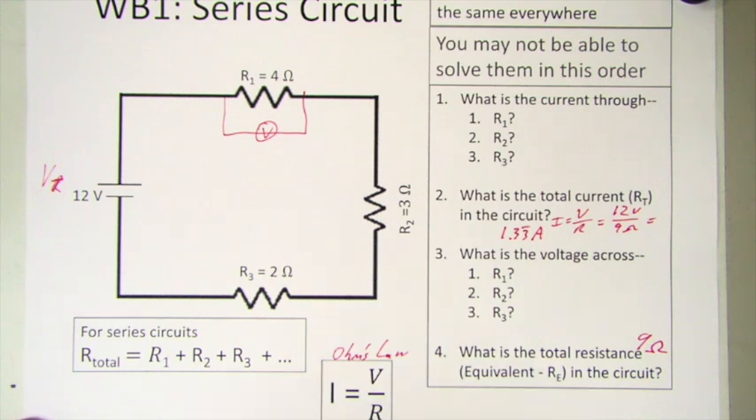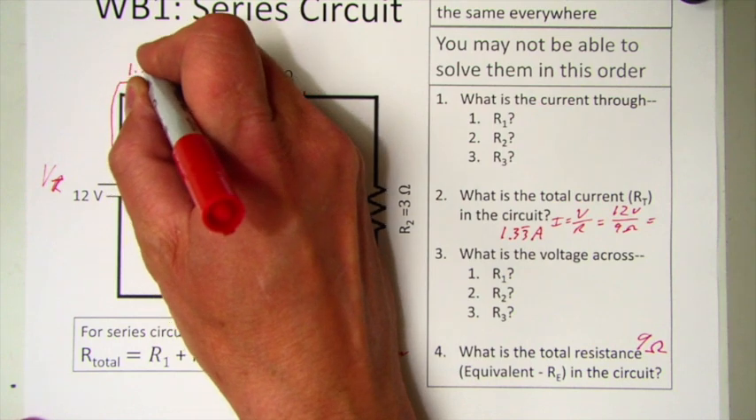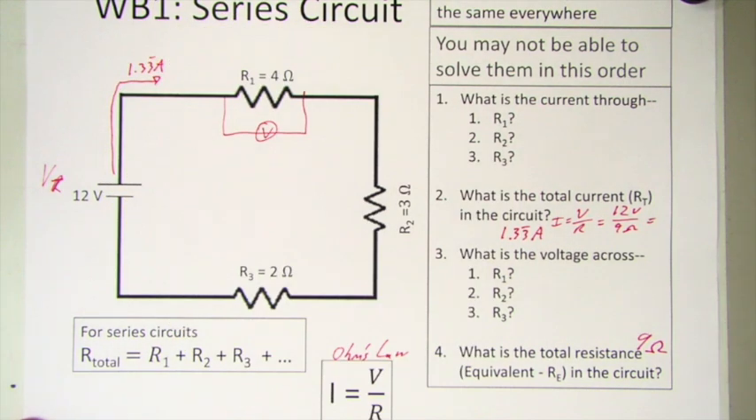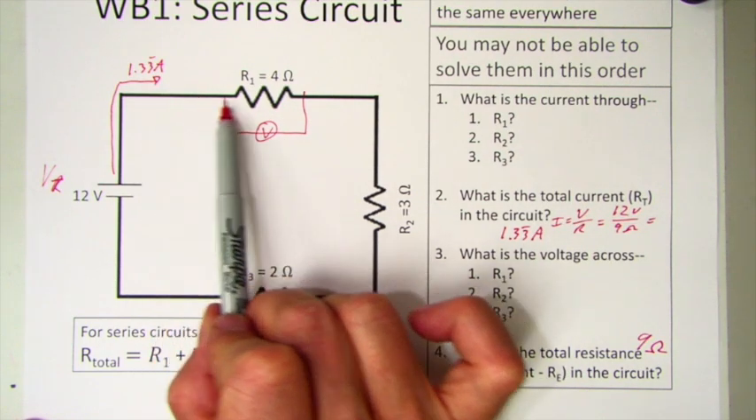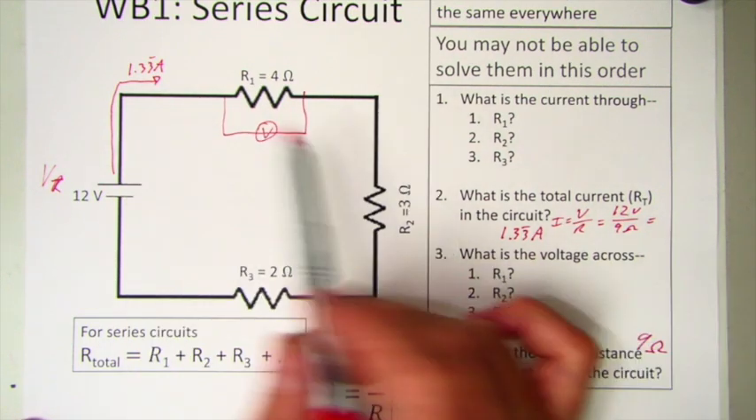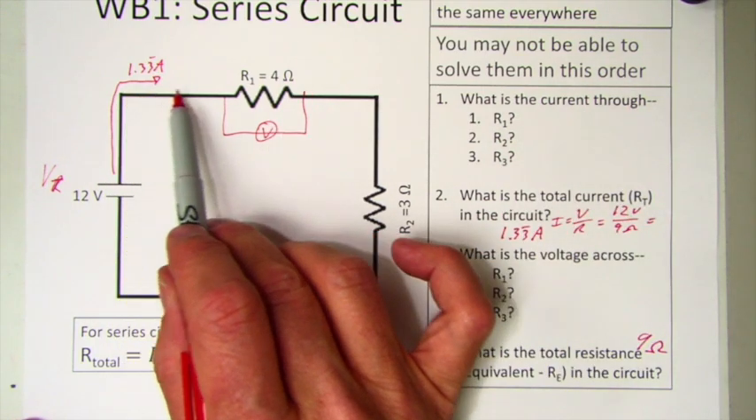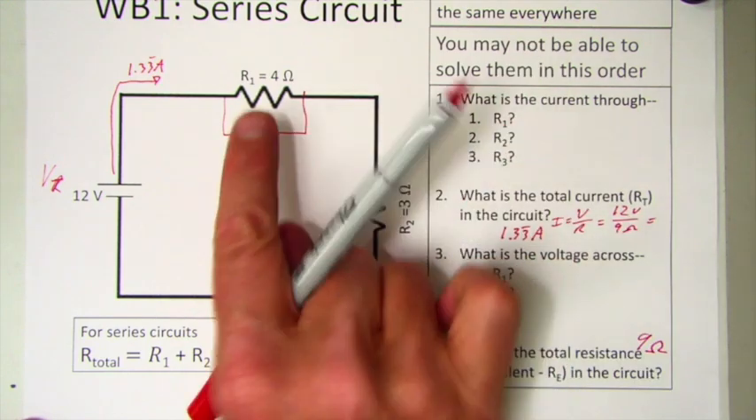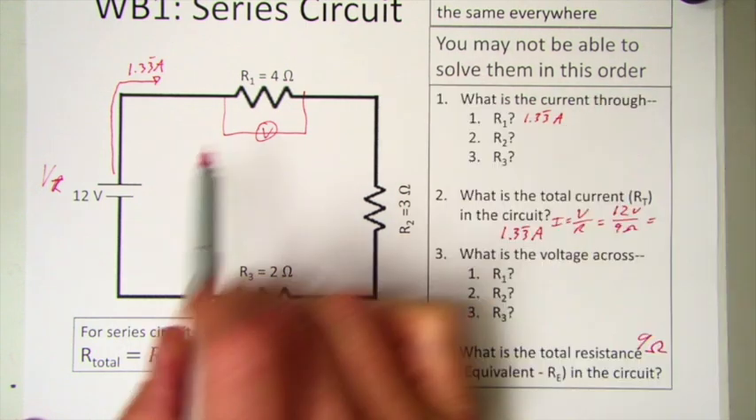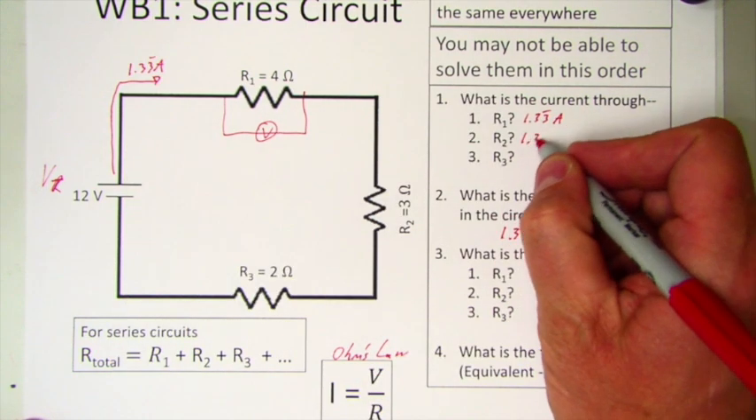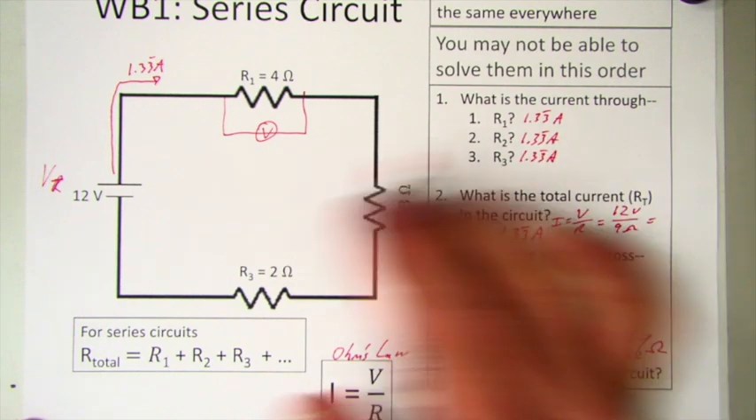Okay, so traveling through the system here, 1.33 amps. Remember, for a series circuit, the current must pass through everything. It has no choice. There's no other branches for the electrons to pass through. So whatever the current is in the system, it's the same everywhere. So I know at resistor 1, the current is 1.33 amps. And at resistor 2, and at resistor 3. It's the same everywhere.